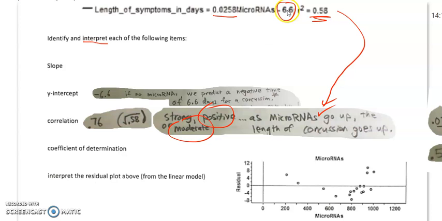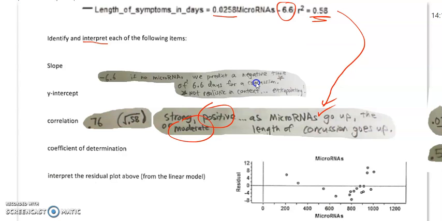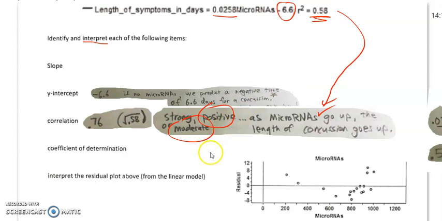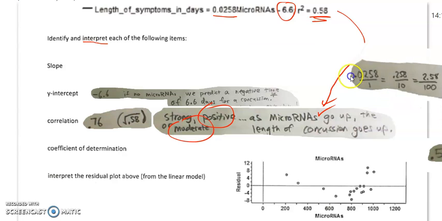This negative 6.6 is our y-intercept, and if there were no microRNAs, we would predict a negative time of 6.6 days for a concussion. Well, that doesn't really make any sense. That is what we call extrapolating. It was on here. That was extrapolating. It's not realistic in the context, and a lot of times, not all the time, but a lot of times the y-intercept is kind of out of the context of this, so that one doesn't really make any sense.